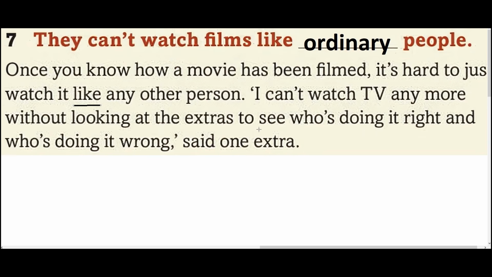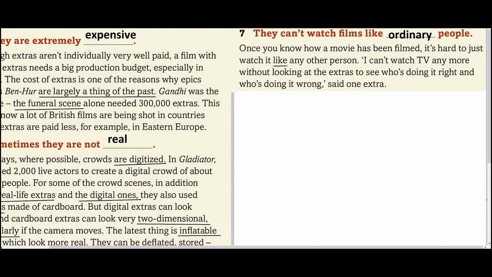Несмотря на статистов, чтобы глянуть, кто из них делает все правильно, а кто делает что-то не так, сказал один статист. Вот такие статьи у нас про статистов, довольно интересные, куча новых слов. Надеюсь, что-то теперь прояснилось и дополнилось. Ну что ж, не будем терять ни минуты, давайте двигаться дальше.